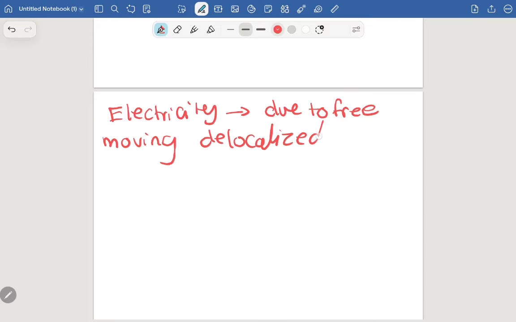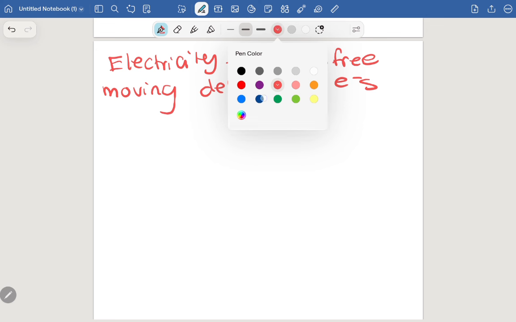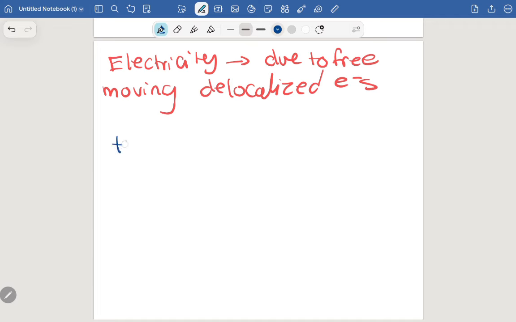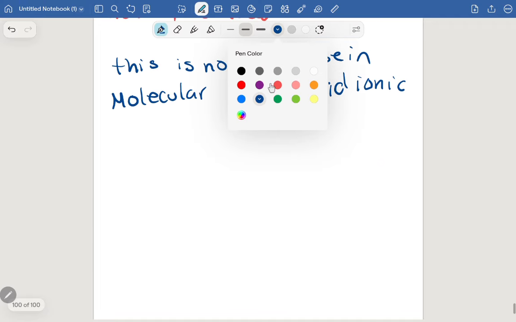You can see this in aqueous ionic compounds, and in addition to certain molecular compounds. For example, let's say this is not the case in molecular and solid ionic. However, we have an exception, being graphite.